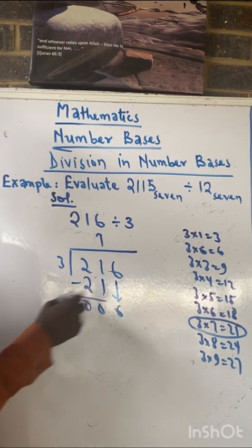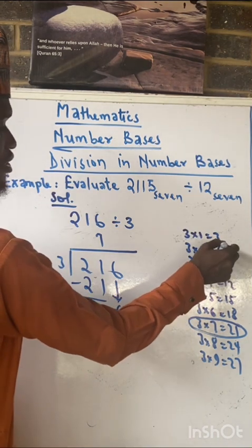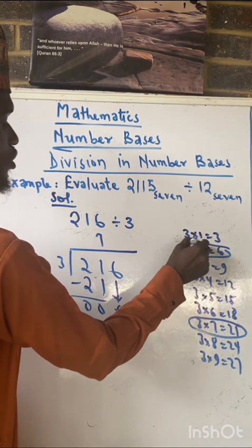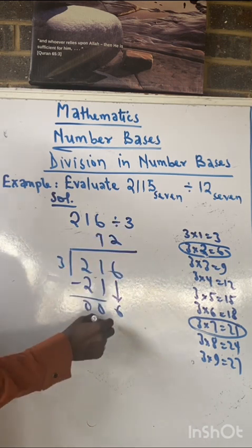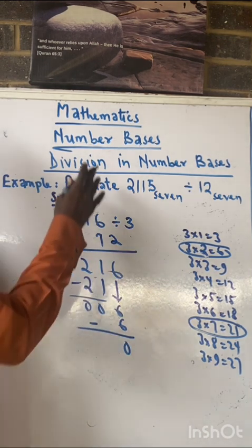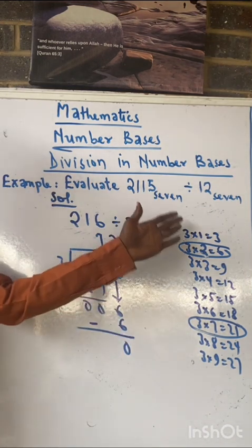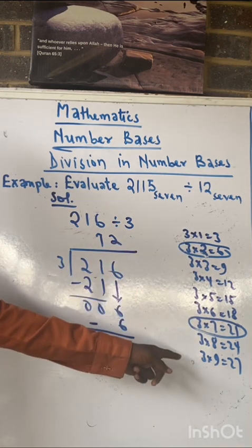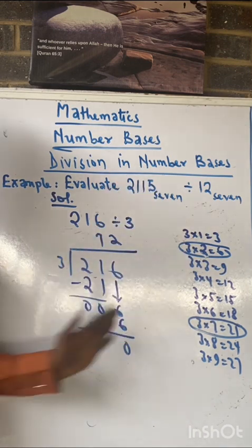Drop the 6. So, how many 3s in 6? Check the table. You can see that we have exactly 6. So 3 times 2 is what gives us 6, so that will be 2. Subtract. So this is the normal thing we used to do in primary school. Anytime you are dividing by 3, you need the 3 times table in base 10.